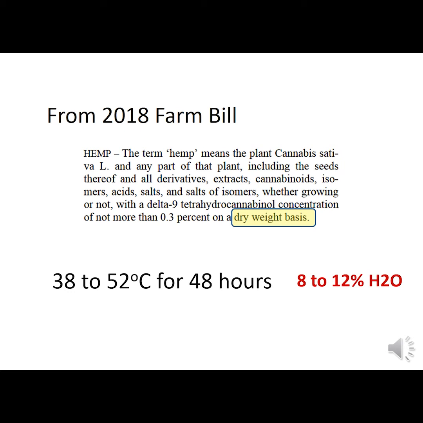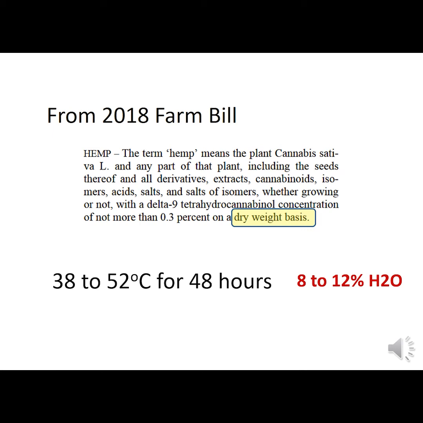Kentucky Department of Agriculture, they do the sampling. They have inspectors that go out on the farms, they collect representative samples in the top 8 inches of the plant. They take that material and they dry it in an oven at 38 to 52 degrees C for 48 hours.